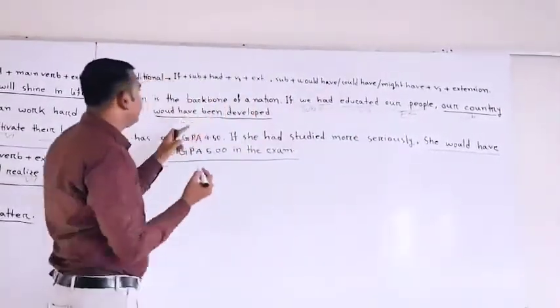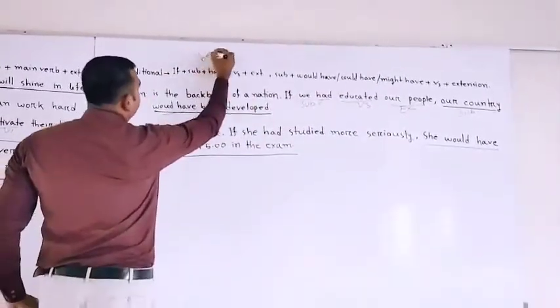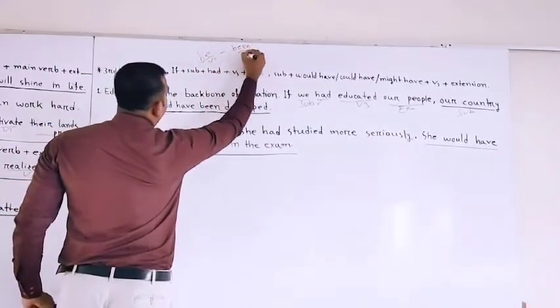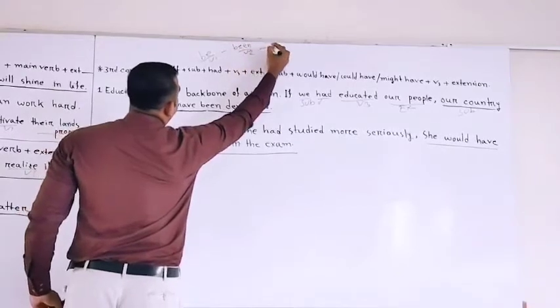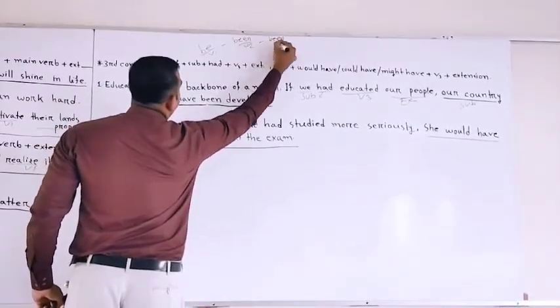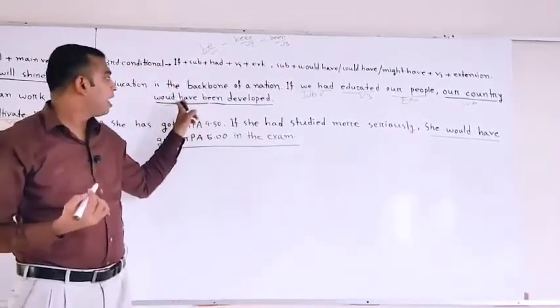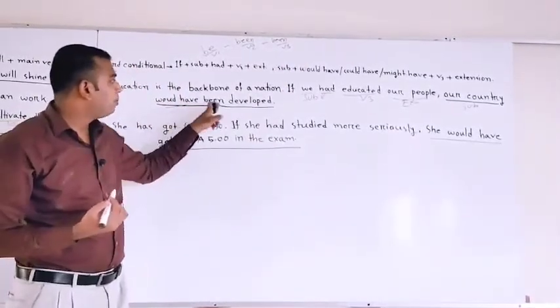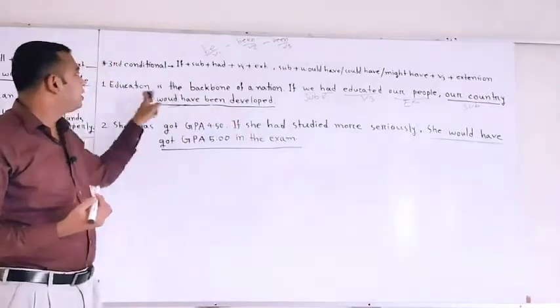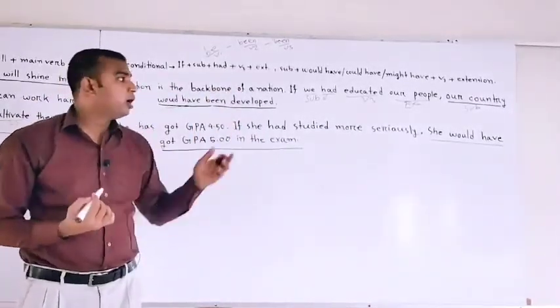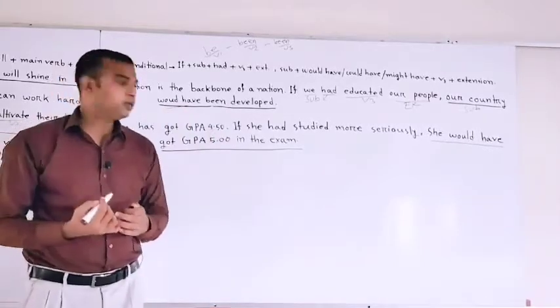Be is a main verb, be is verb 1, so the second form is was, and verb 3 is been. Been is also verb 3. So we would have been, our country would have been developed. Education is the backbone of a nation. If we had educated our people, our country would have been developed.